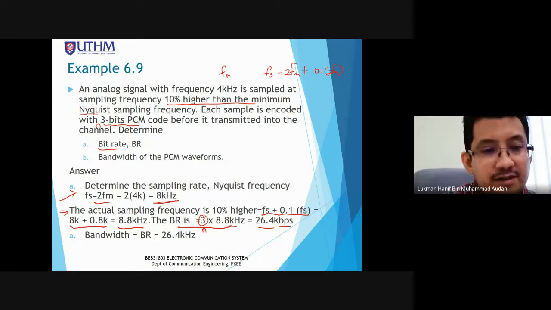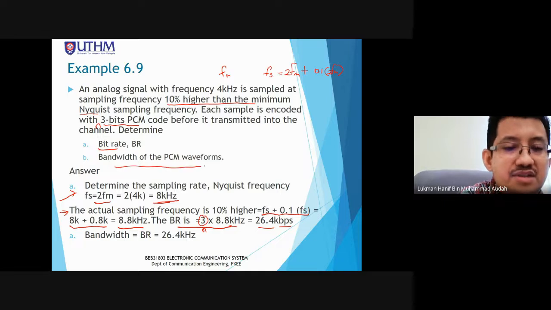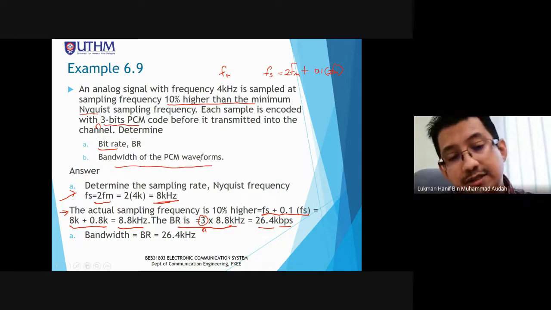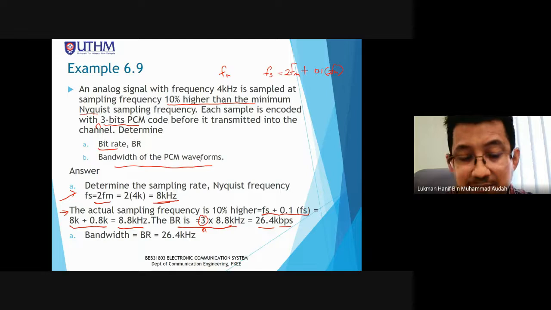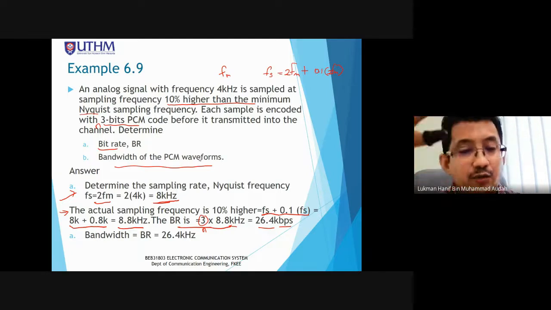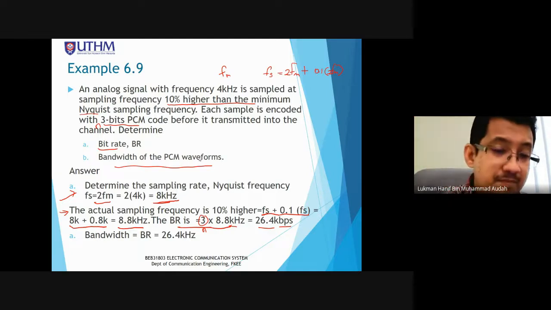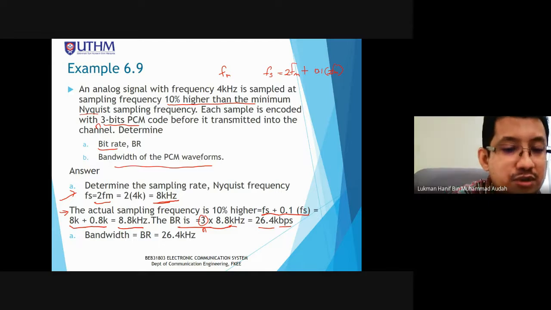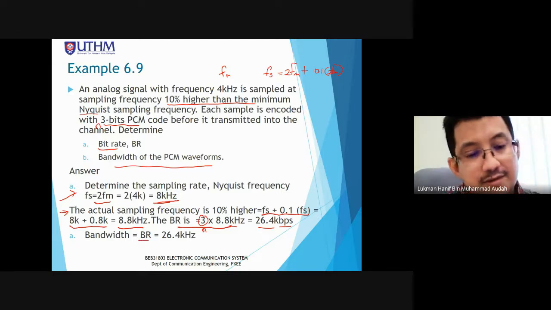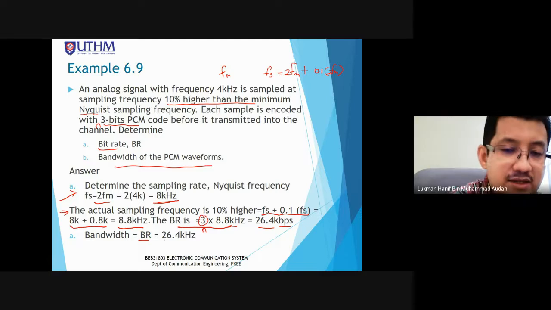Okay, and then find the bandwidth of the PCM waveform. Ini pun dia tak nyatakan gunakan pulses jenis apa. So in general, when we say the bandwidth of PCM, it is equal to the bit rate. Iaitu bersamaan dengan 26.4 kilo, but the unit is in term of hertz.